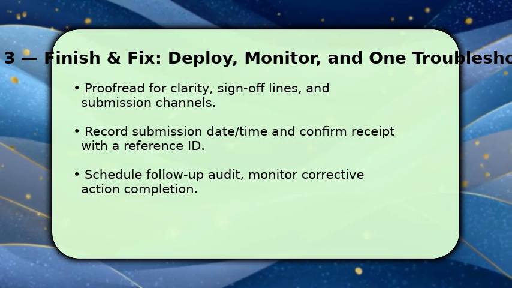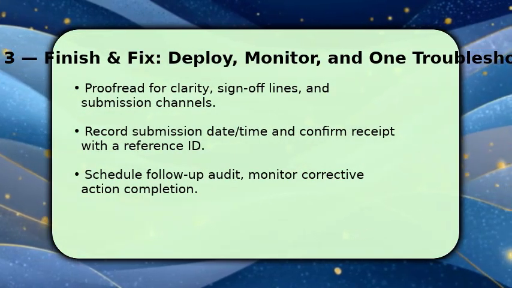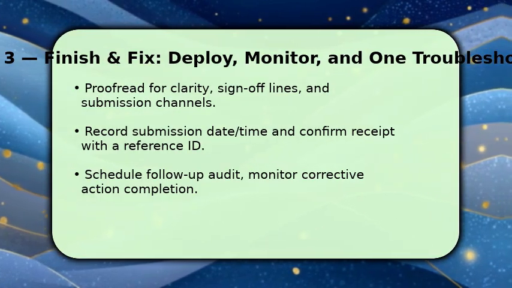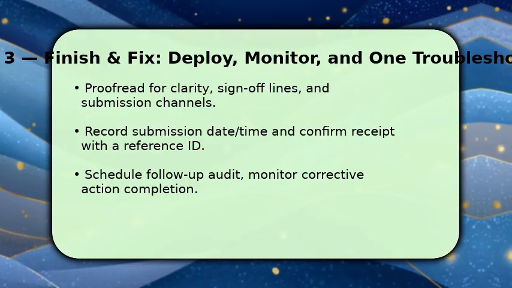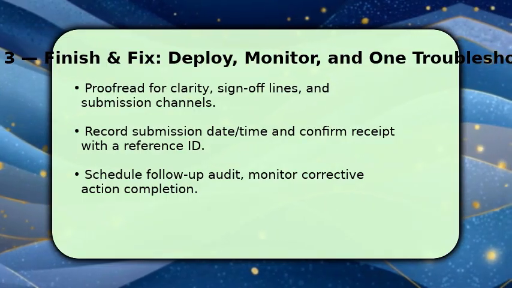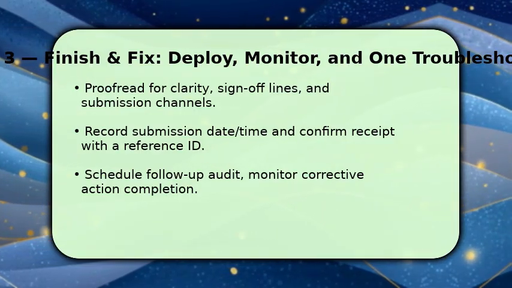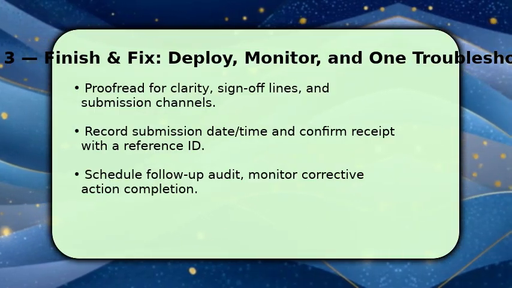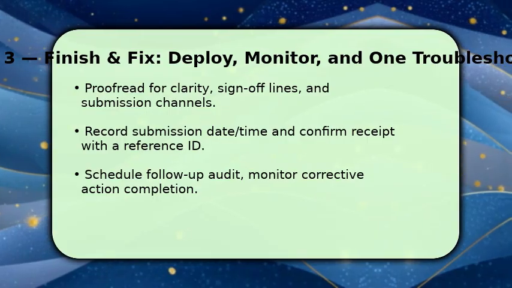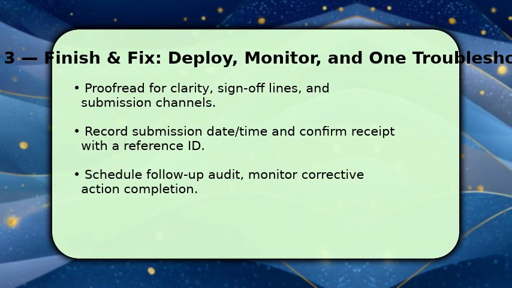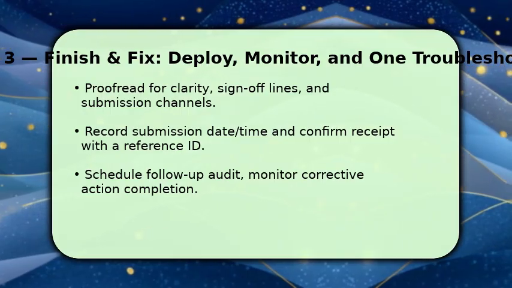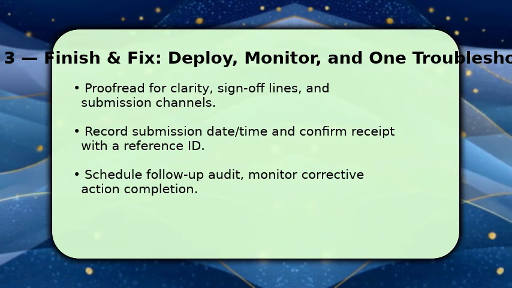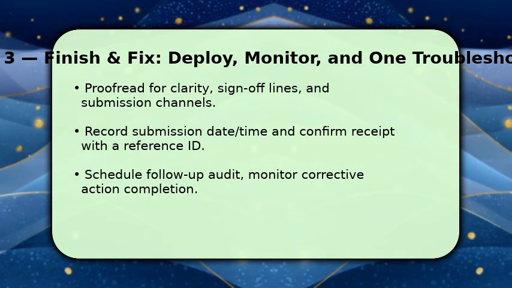You finish by proofreading for clarity and ensuring sign-off lines are present. Reviewers should see who approved each section. Submit through the prescribed channel, then record the exact submission date and time, and obtain a receipt or reference ID to prove delivery. Make sure to summarize next steps and schedule a follow-up audit to verify corrective actions. If you do not receive acknowledgement, escalate to the supervisor listed. This single troubleshooting step prevents lost reports and ensures accountability across the post office chain.